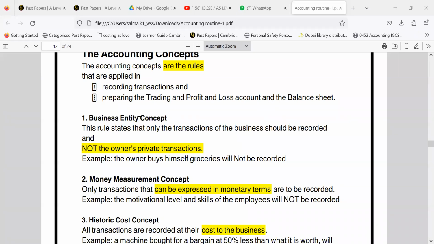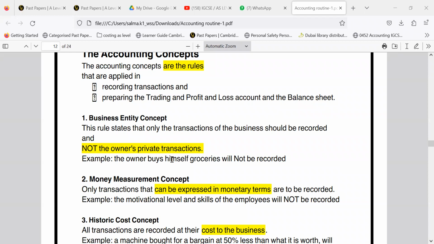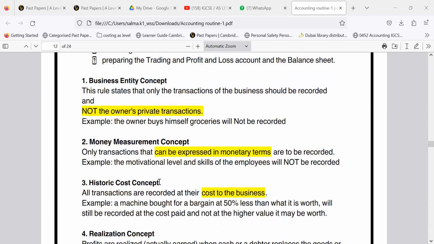Now let's talk about the business entity concept. What is the business entity concept? The business should be treated as separate from the owners. Business separate, owners separate. You do not record the owner's private transactions in your books. For example, if the owner takes some assets from the business, I will record it as drawings. But if he's taking anything from his own money, I will not record anything in my business books.